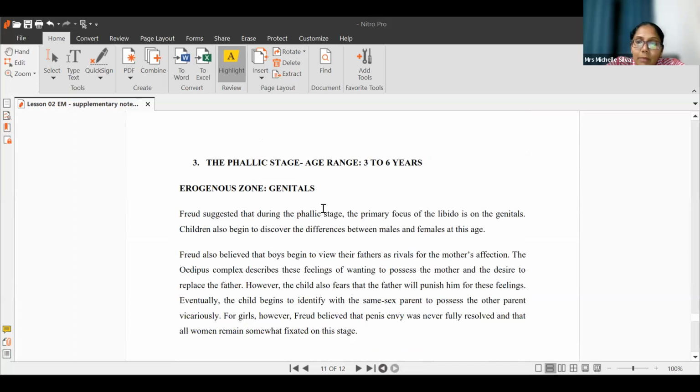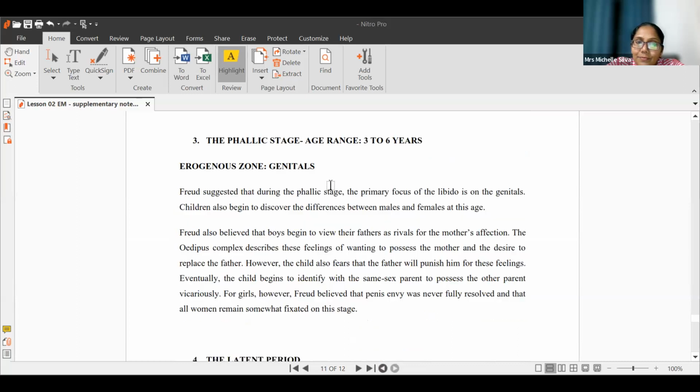Hope you get my point clearly, isn't it? Yes, ma'am. Okay. The phallic stage is the age range between 3 to 6 years. So during that period, my dear student, the very important thing that you have to notice is that heterosexual attraction is somewhat very high. Normally girls are very loving toward their father, and the boys are very loving toward their mother.